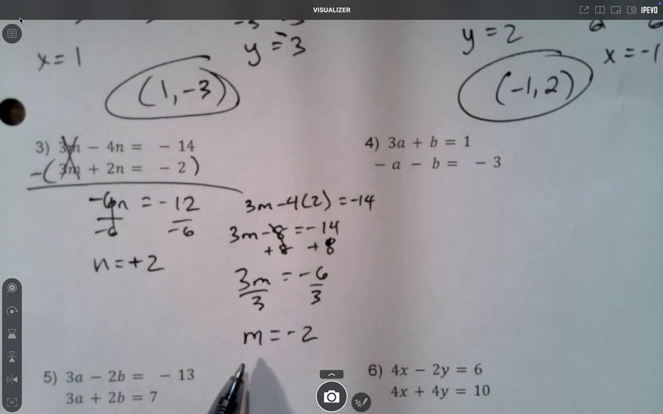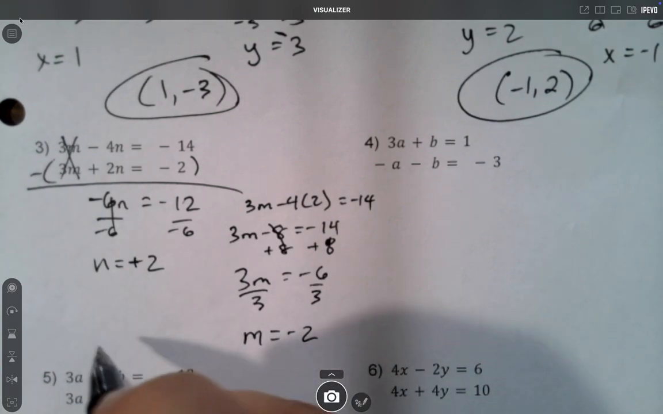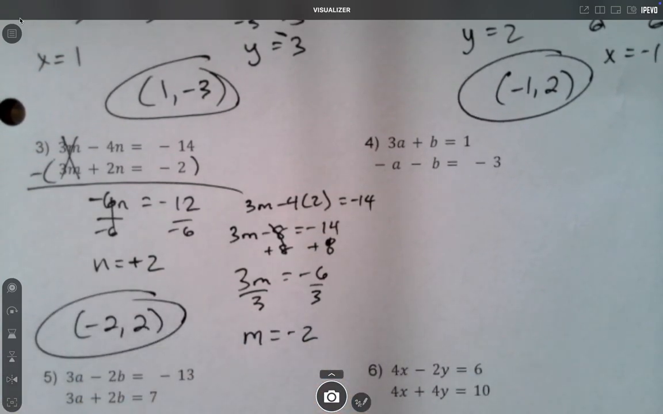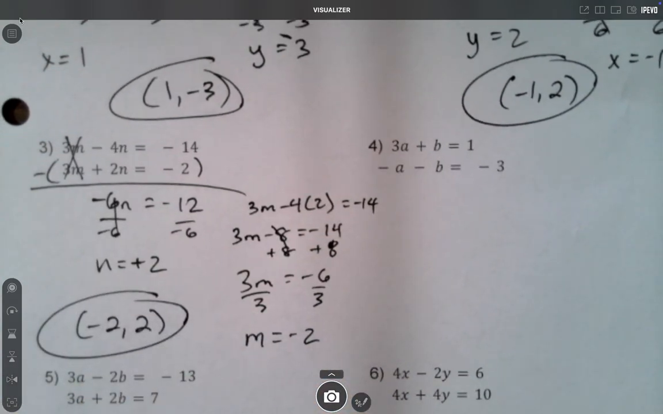So remember, go alphabetically, just like x comes before y in the alphabet, m comes before n, so we will write the negative 2 first and the positive 2 second. So (-2, 2) is the solution to this system of equations.